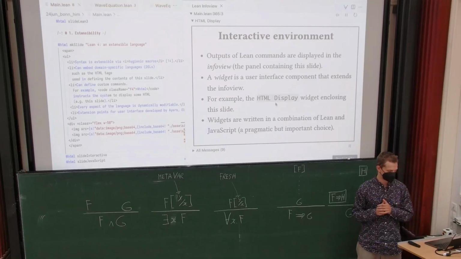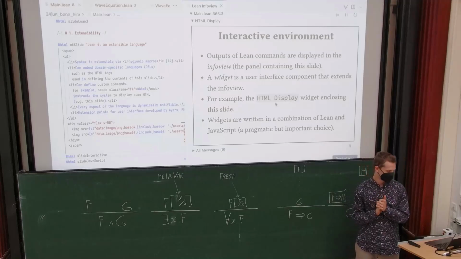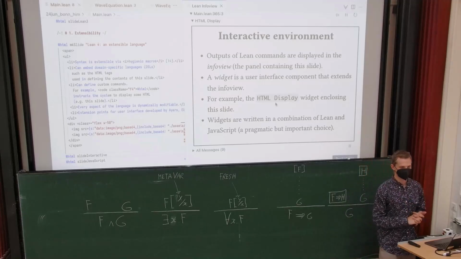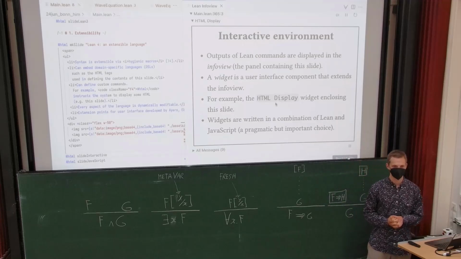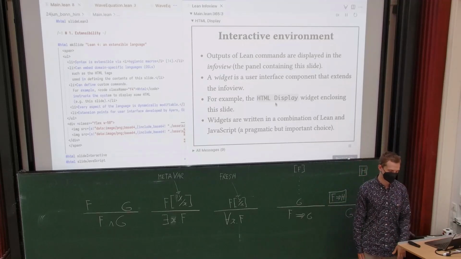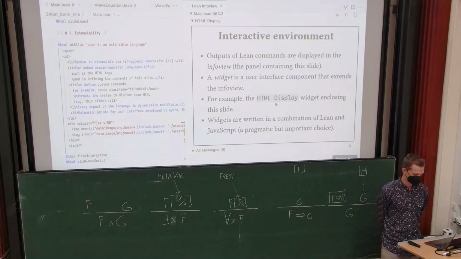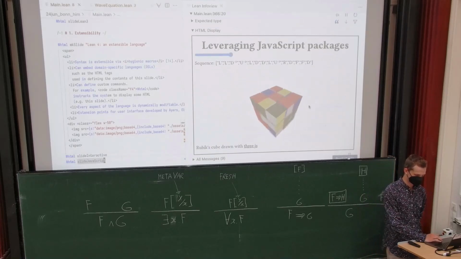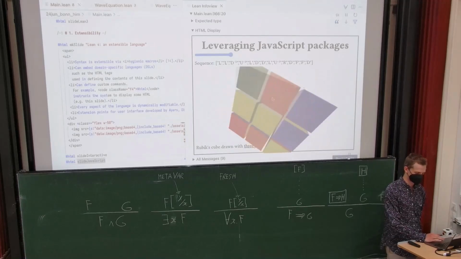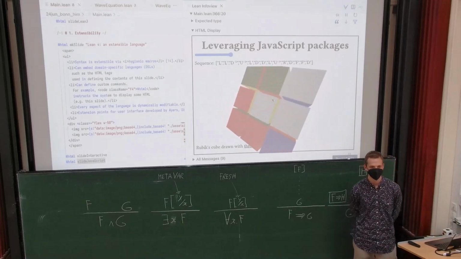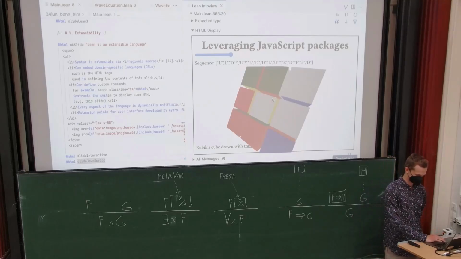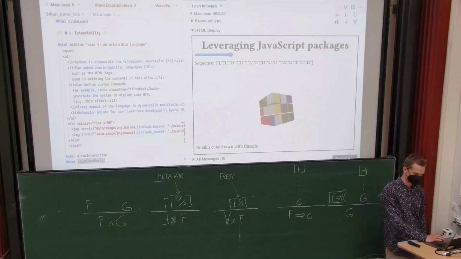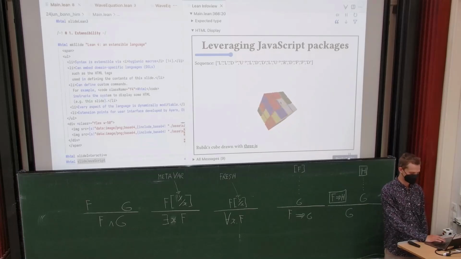Widgets are written in a combination of Lean and JavaScript. Functional programmers don't love JavaScript, but it's important to have it because it means we can rely on the large ecosystem of libraries out there in the open source community, so that we can do things like this, and we can use the three.js library to show a Rubik's Cube or whatever it is you want to show, to display your mathematical objects or other things that you're interested in.